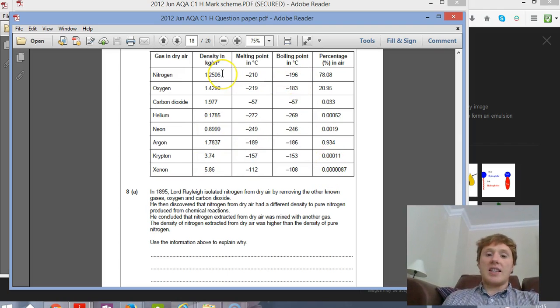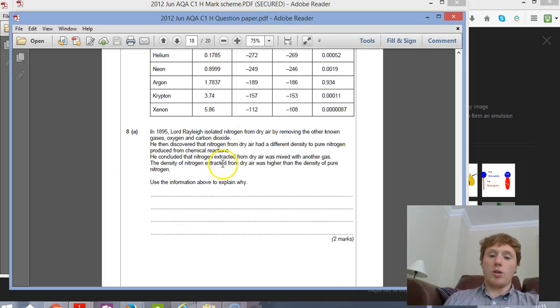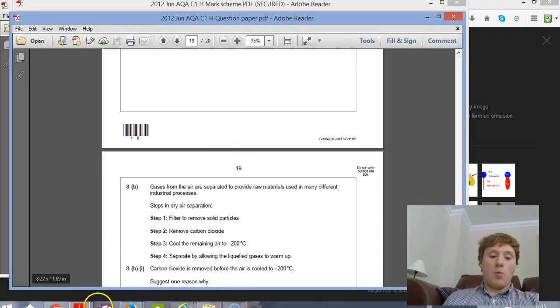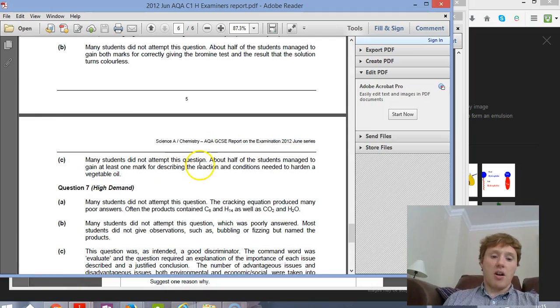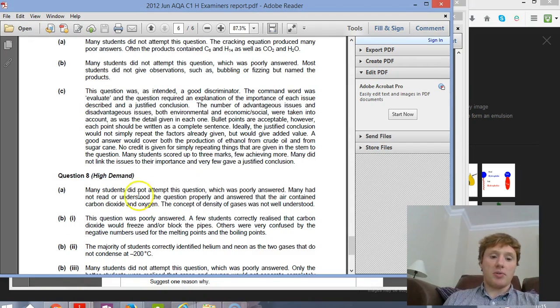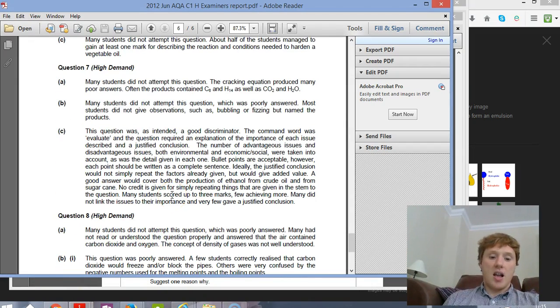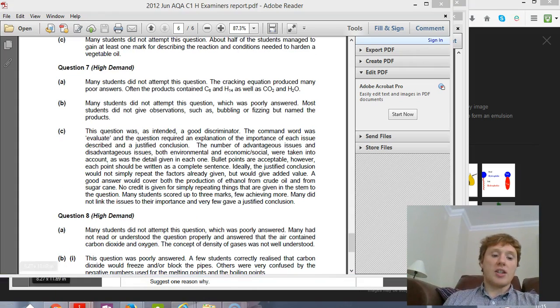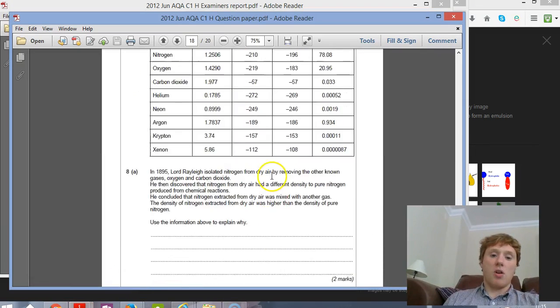If you look at the density of nitrogen, it's 1.2506. Argon, krypton and xenon have a higher density, which means that the average density would be higher. Which is probably a hard question. It's a very hard question, so I guess not many people got that right. No, it needs a lot of information to work out.